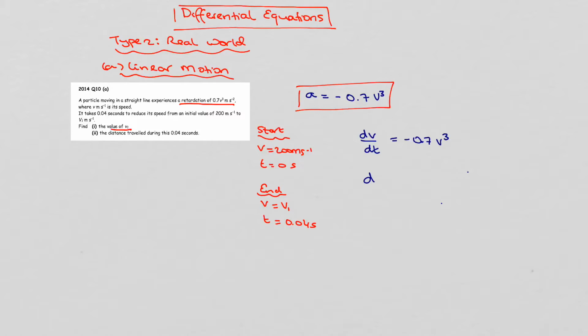So if I rearrange that to get all of the v's on the left hand side, well then I'm going to have 1 over v cubed dv is equal to minus 0.7 dt. Now you can of course bring over the 0.7 if you wish. So then if we're integrating, I'll write 1 over v cubed as v to the power of minus 3, and then putting in my limits. So my upper limits are always my end limits, and my start limits are my lower limits.